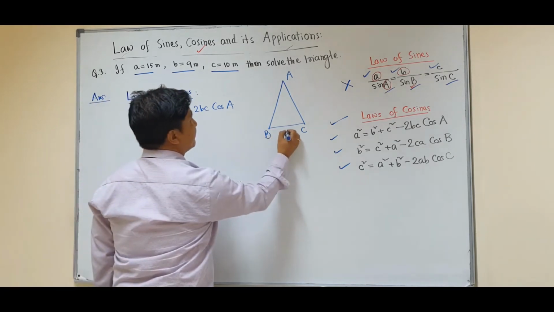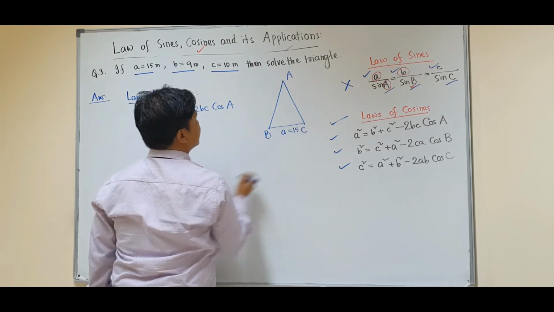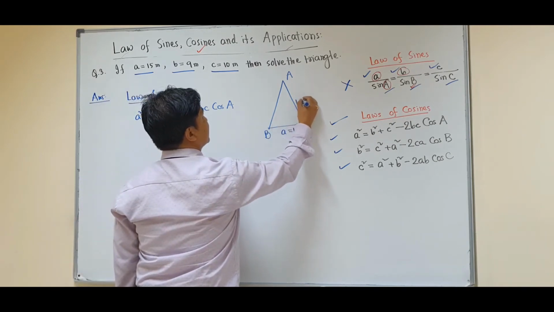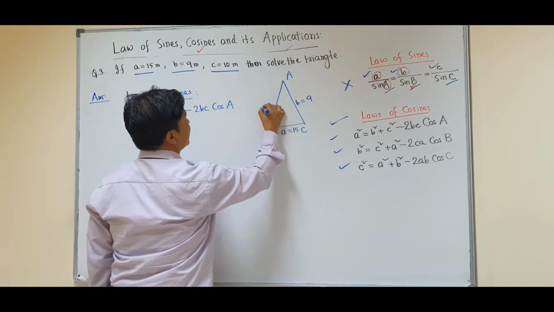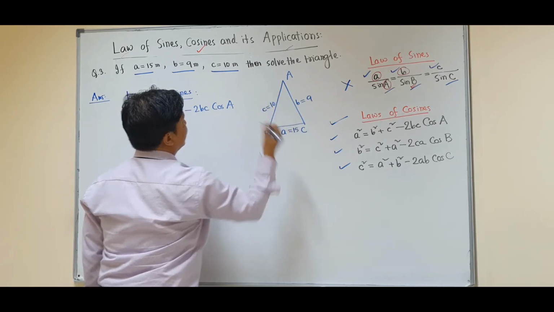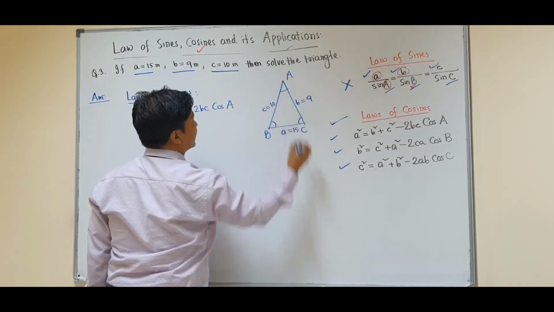You are given side A. How much is it? 15. That is in centimeter. B, how much is it? 9 meter. And what about C? C is 10 meter. So we want to find out angle A, angle B and angle C.